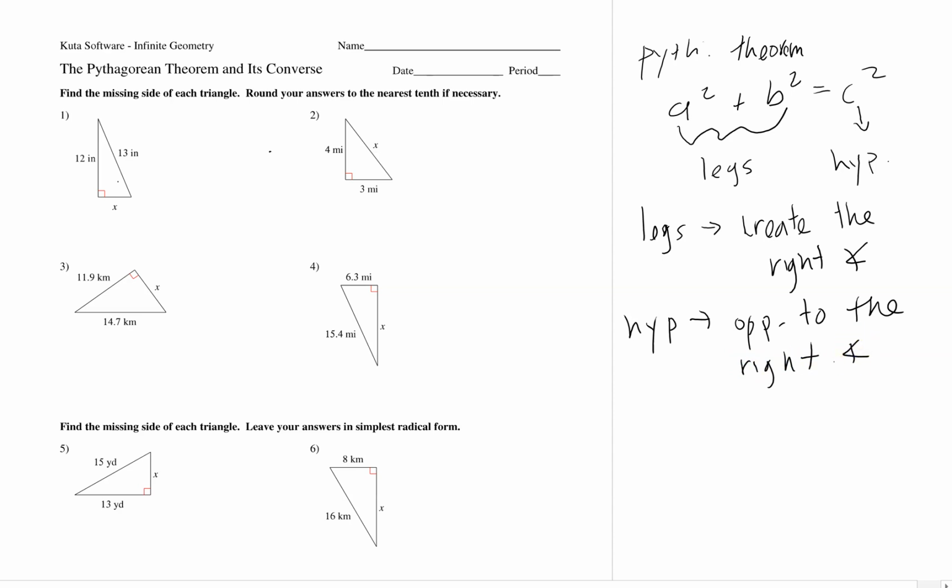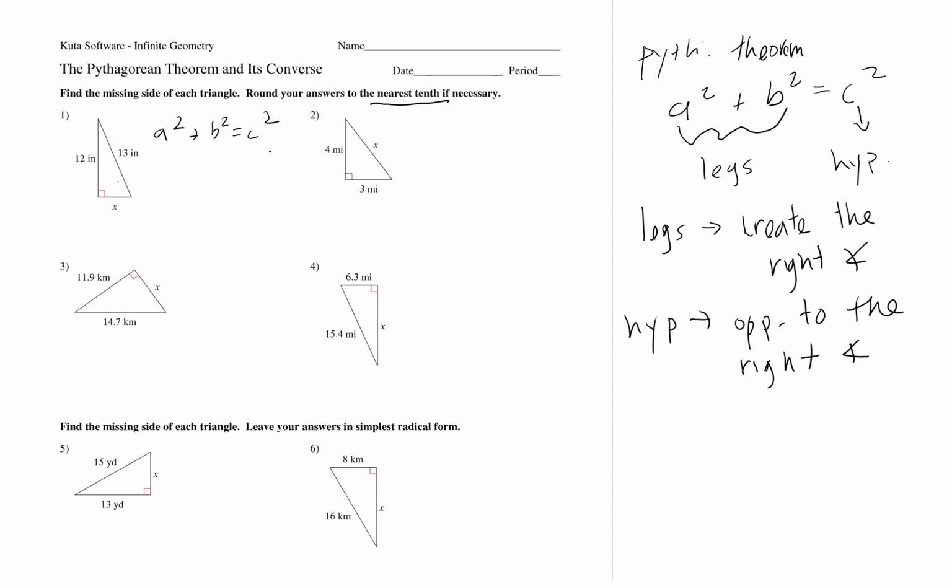Now, let's just apply what I just reviewed with you guys to problem number one. For number one, a squared plus b squared is equal to c squared will be used because we're asked to find the missing side. Make note that your final answer is going to be rounded to the nearest tenth. So that means that we're going to need to do some calculator work.